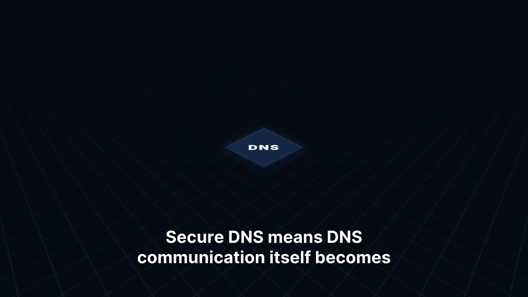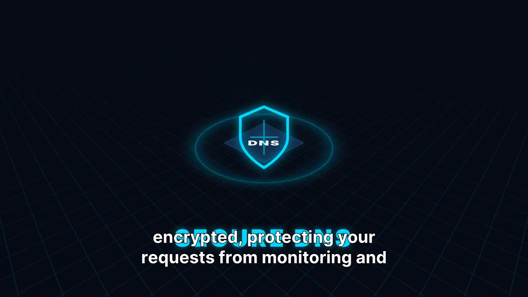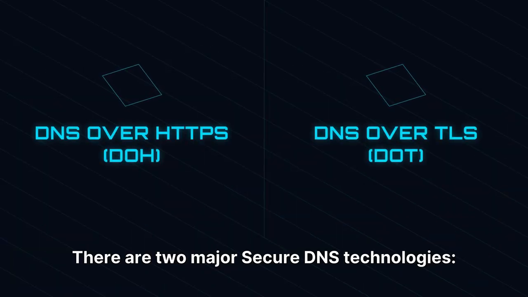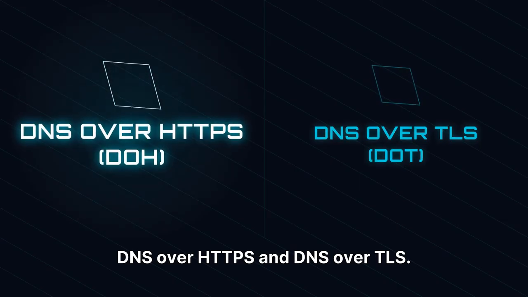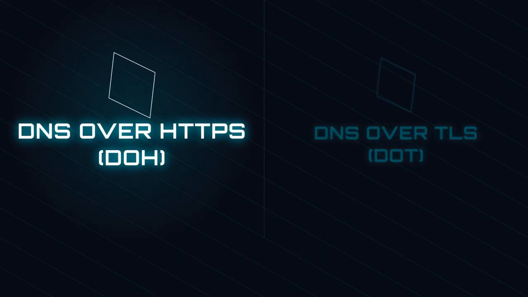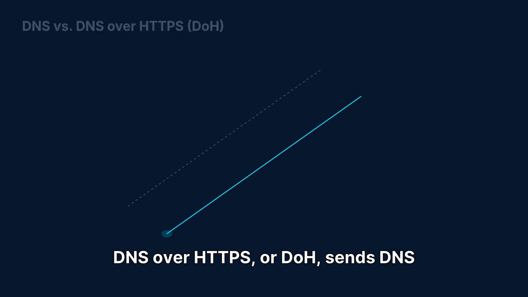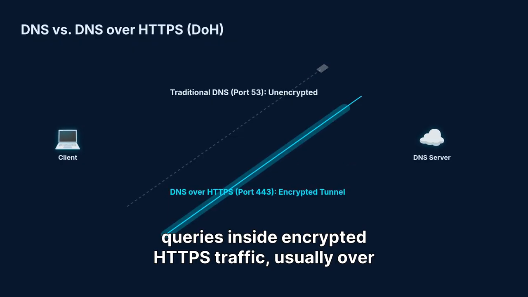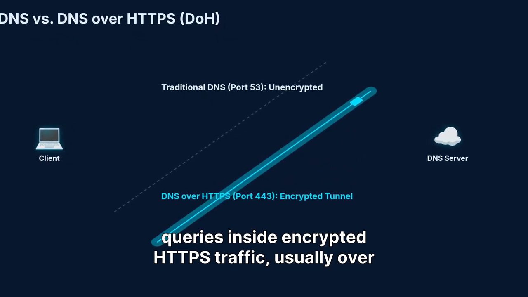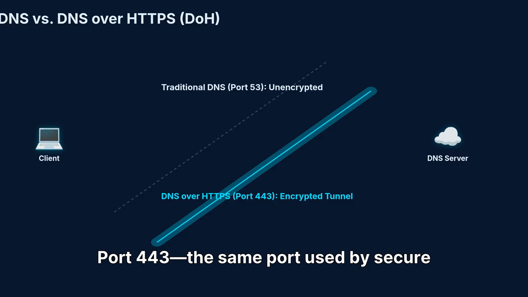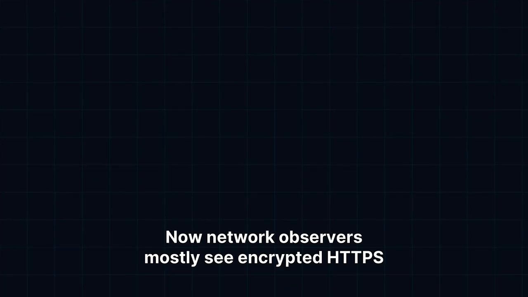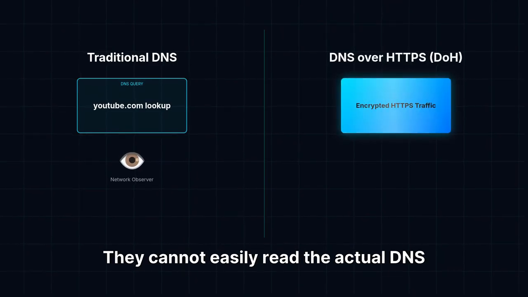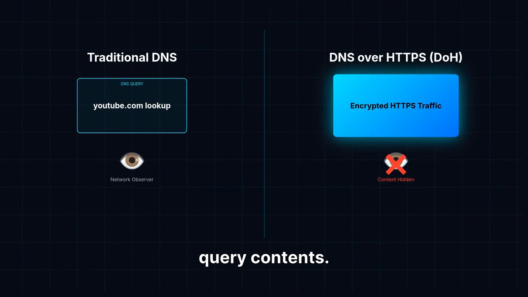Secure DNS means DNS communication itself becomes encrypted, protecting your requests from monitoring and tampering. There are two major secure DNS technologies, DNS over HTTPS and DNS over TLS. Let's start with DoH. DNS over HTTPS, or DoH, sends DNS queries inside encrypted HTTPS traffic, usually over port 443, the same port used by secure websites. Now, network observers mostly see encrypted HTTPS traffic to a DNS provider. They cannot easily read the actual DNS query contents.